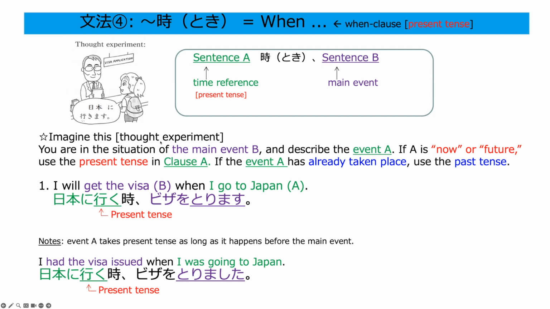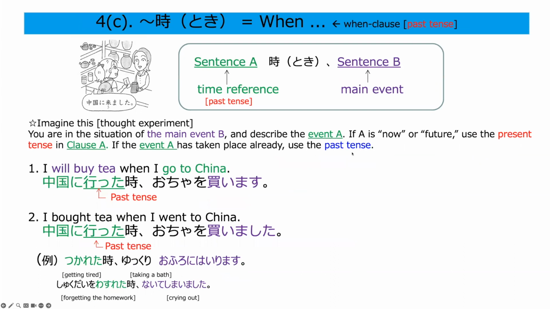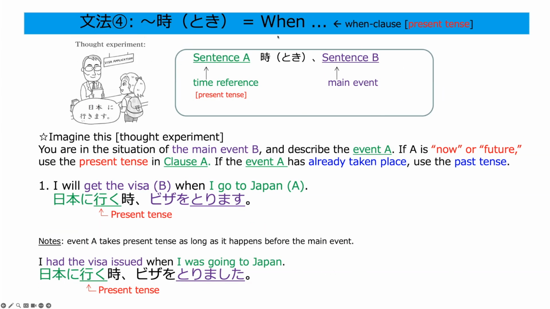Imagine this, a thought experiment. You are in the situation of main event B, and describe the event A from this point here. If A is now or future, you are supposed to use a present tense within the when clause. If event A has already happened, use the past tense here. Okay, then the examples here are all the present tense cases.